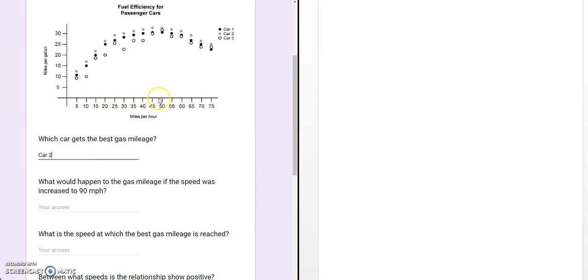What would happen to gas mileage if the speed was increased to 90 miles per hour? Well, 90 miles per hour isn't over here, but if you notice this curve, it's going to continue to decrease. At what speed is the best gas mileage reached? Well, you want to see the top of the curve, before it starts to decrease, and it's somewhere around 50 miles per hour.